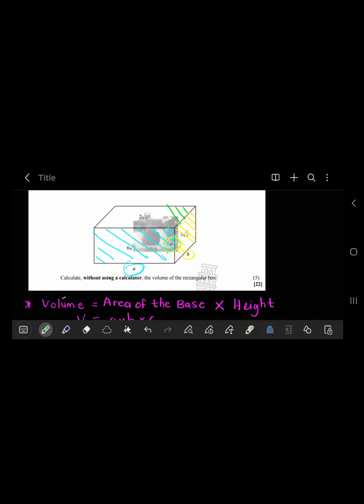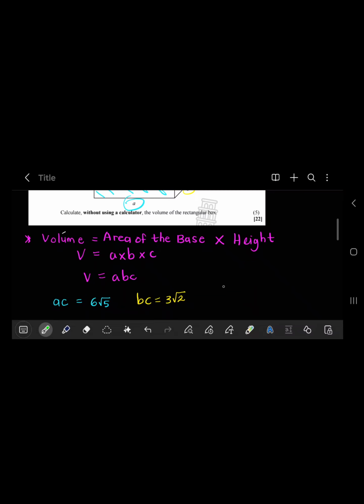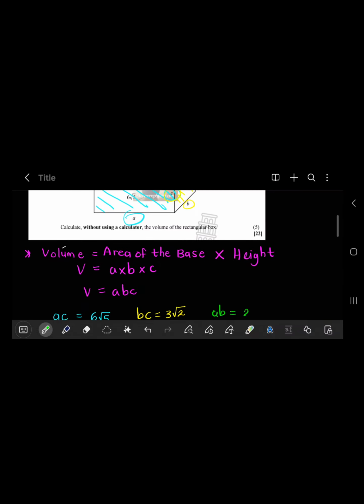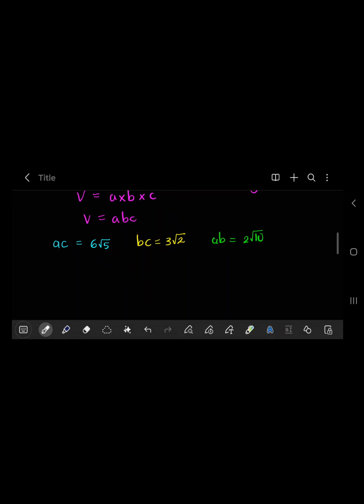So working with the top, we have 2 square root 10, but the letters that represent the top will be A times B. Remember, this length is A, that is B. So we've got AB is equal to 2 square root 10. Now the next thing I'm going to do is multiply all of these together. So I'm going to have AC times BC times AB, and I'm going to multiply what they're equal to.